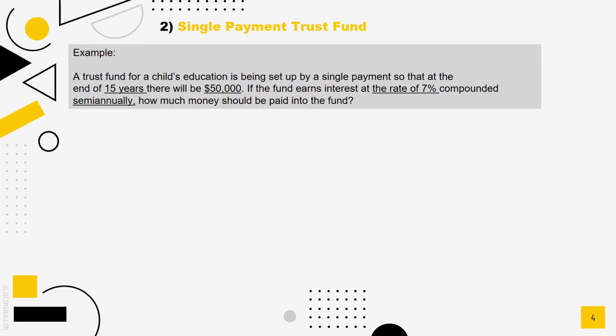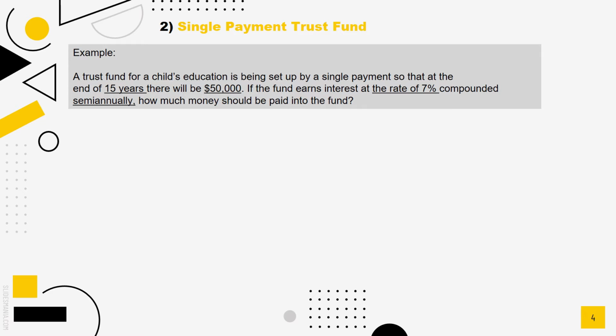So we underline first that 50,000 we represent as S because it's a compound value, right? So the 15 years we underline as the interest periods, right? So the rate for this year is 7%, and the next hint is compound semiannually, right?